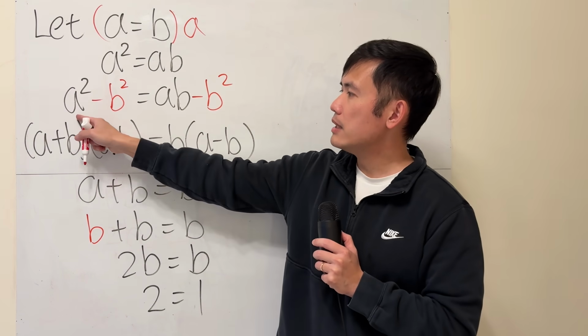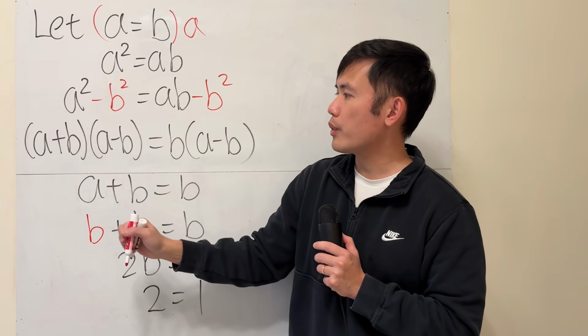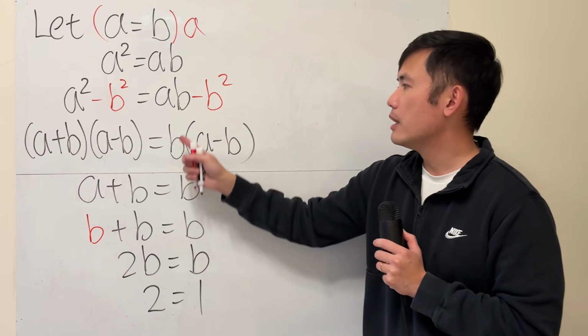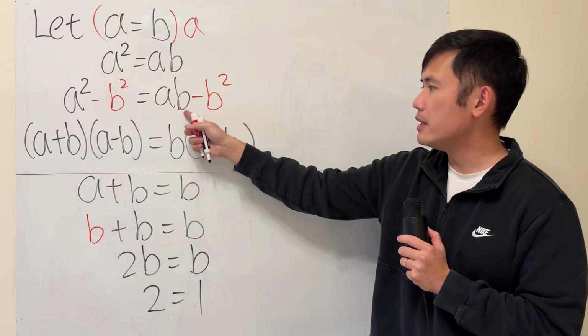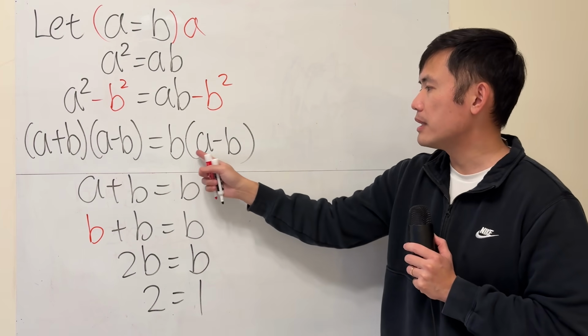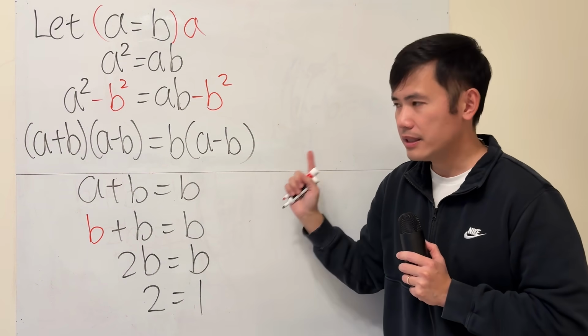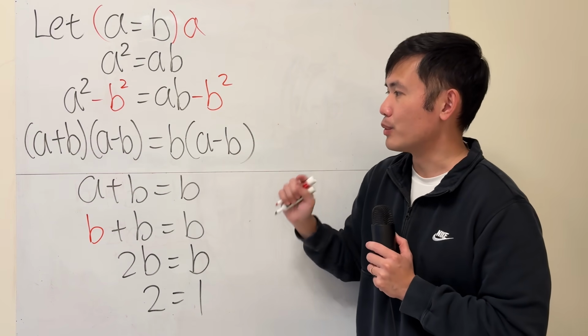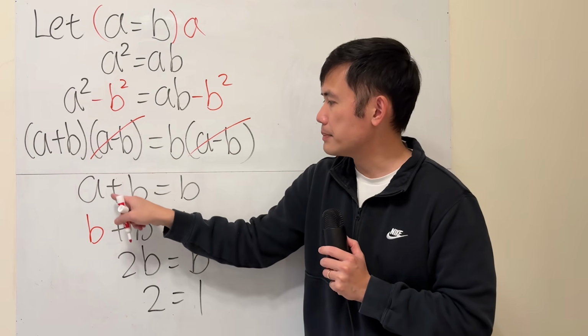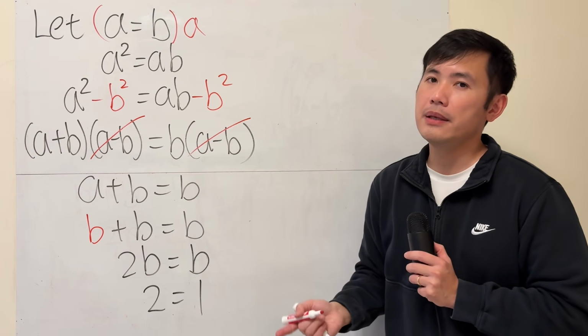Now notice that the left-hand side is a difference of 2 squares, so we can factor it, and we get A plus B times A minus B. On the right-hand side, we have AB minus B squared. We can factor out our common factor B, and then we get B times A minus B. Now, we have A minus B on both sides. We can cancel them out, and we get A plus B equals B.